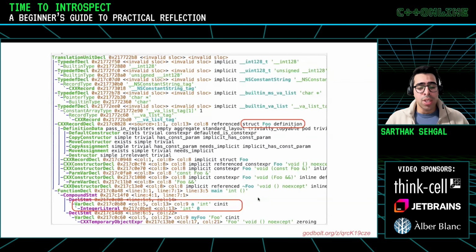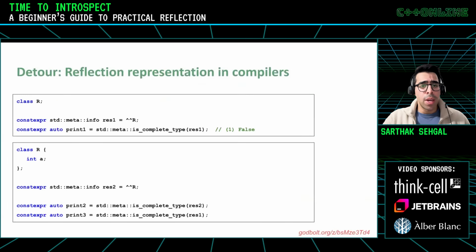You can think of reflection as a reference to this AST. So in the previous example, when I defined res1 as the reflection to R, instead of thinking of it as a value, which is like a snapshot of the representation of class R at the time, think of it as a reference. So when I did print1, when I checked that res1 is a complete type before it is actually completed, it prints false. That's expected. But then at a later point, if the type is completed, the reference is still the same node in the AST. It's just that this node in the AST now has the complete type.